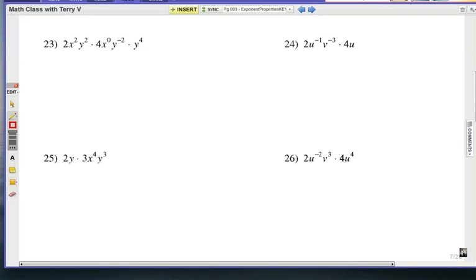Now I want you to use these two exponent rules, the negative exponent and the 0 exponent rule, to simplify these expressions. Go ahead and hit pause on the video and try this on a piece of paper first.